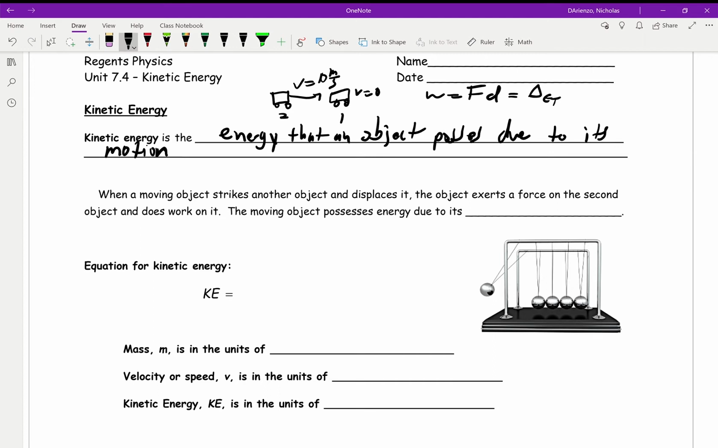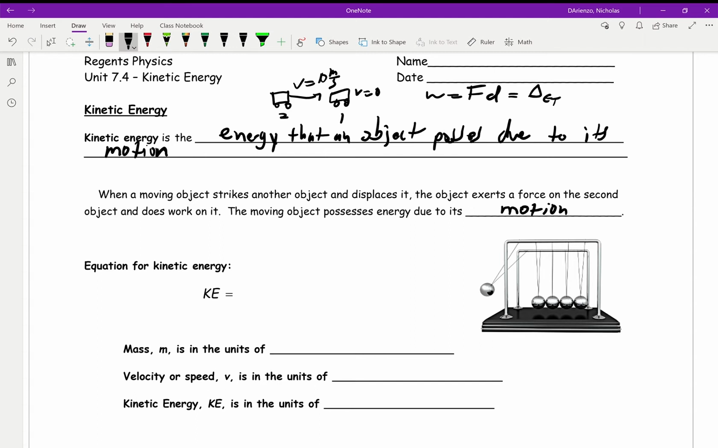So the moving object, as we looked at in the scenario to start the lesson, possesses energy, in this case car number 2, due to its motion. So in that example, car 2 has kinetic energy because it is moving. Car 1 does not because it is not moving. It's at rest. There's no velocity.